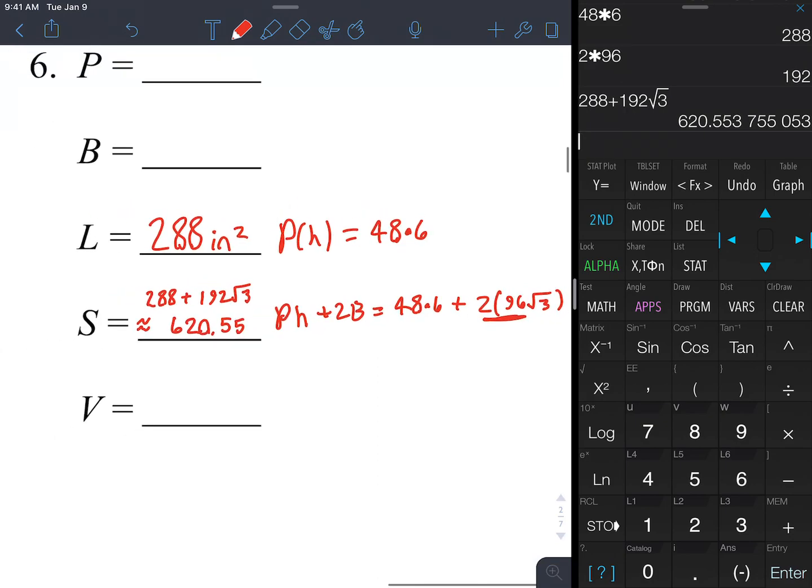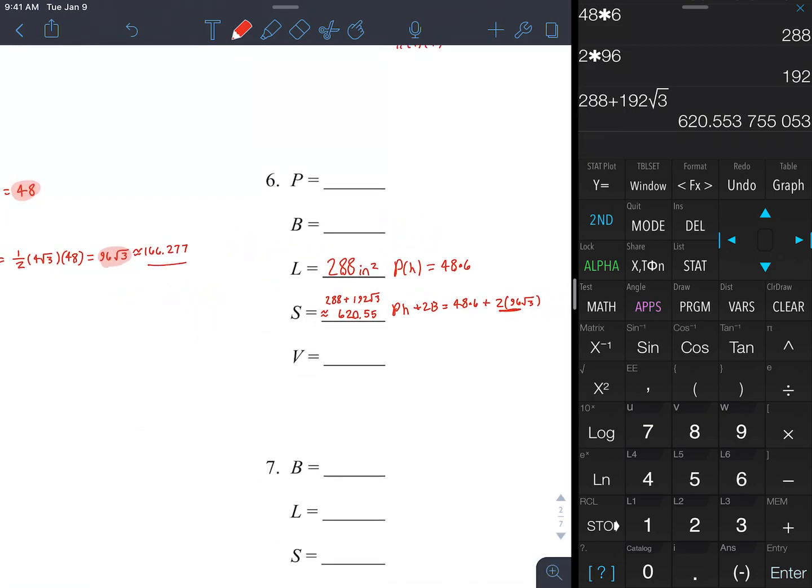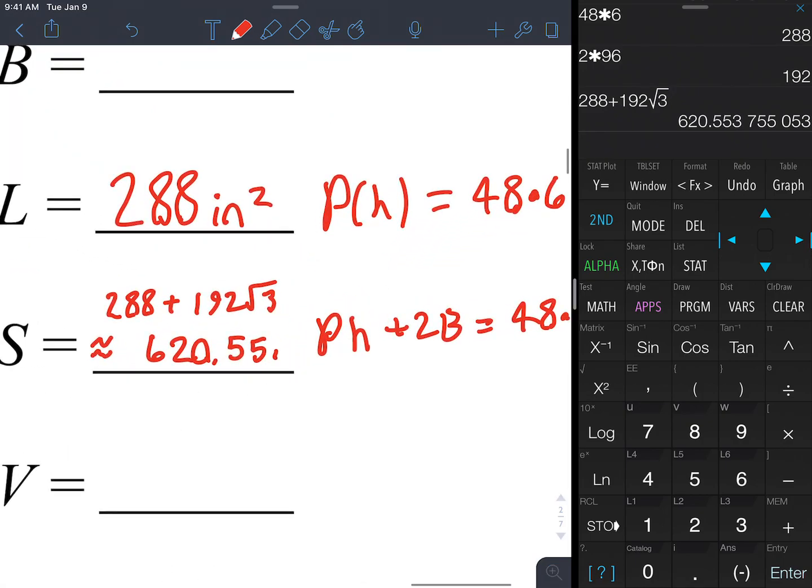Now, depending on where you round off your answers, if you use this 166 and you kind of rounded that different, you might get slightly off on your units, but more than likely that's going to probably be good enough right there.